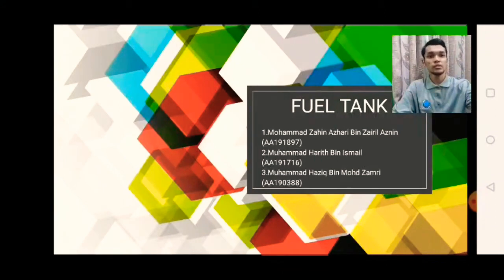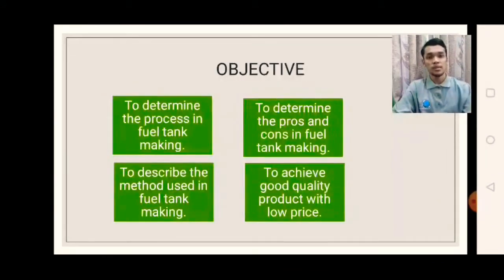So let me go to the objective of this group project. We have 4 objectives in this project. First, to determine the process in fuel tank making. Second, to determine the pros and cons in fuel tank making. Third, to describe the method used in fuel tank making. And the last one is to achieve a good quality product with low price. So we have 4 main objectives to achieve in this project.